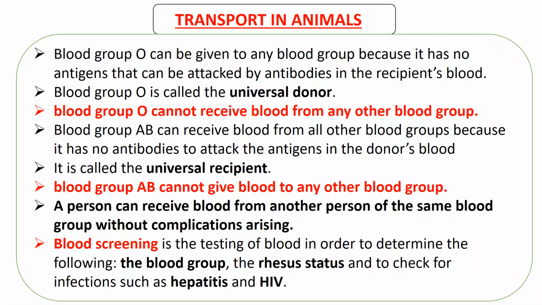First, know the blood group. Second, know the rhesus status. The rhesus status we're going to discuss shortly. Then check for infections such as hepatitis and HIV. So once there are no infections, once the rhesus factor is determined, and once the blood groups are compatible, then you can do blood transfusion.